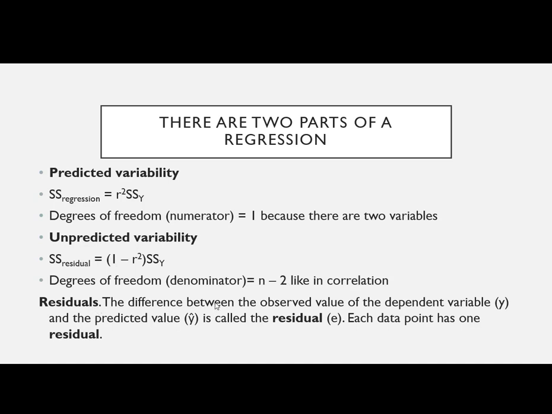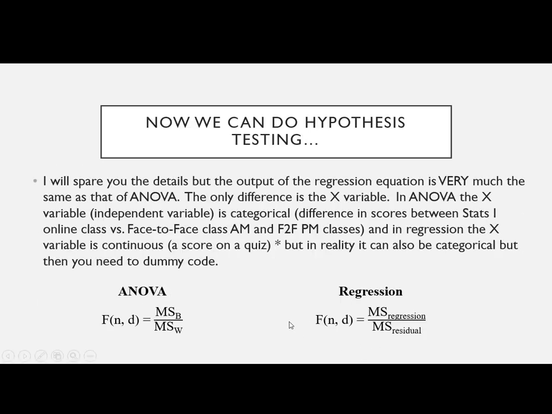And then the difference, like I've said, between the observed value of the dependent variable and the predicted value, y hat, is called the residual, which is denoted as E. Each data point has one residual. Okay, so now we can do hypothesis testing.